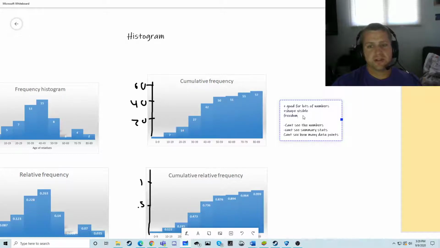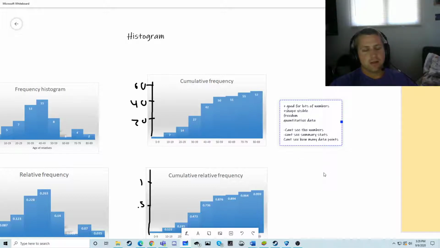I should put it on the plus side. This also is for quantitative data. It looks like a bar graph. It's not a bar graph. But yeah, so you can't see how many data points. Actually, you can. You can tell how many there are. That's a lie. You just look at the frequency. Ignore that.